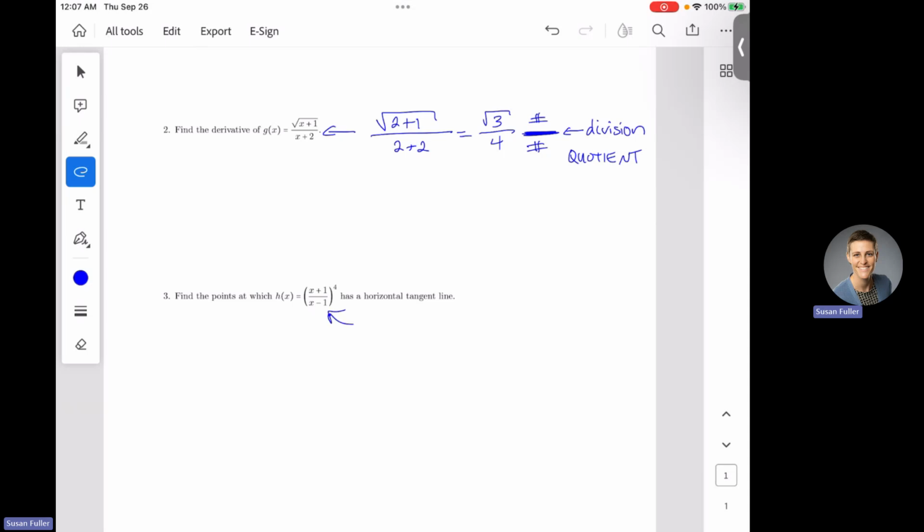Okay, so what about this one? Again, maybe it's a quotient rule because I definitely see a quotient in there. But I also see an inside function and an outside function. So maybe it's a chain rule. And maybe I'm feeling like I don't know which one to start with. So what I want you to do is think, okay, well, what if I would plug a 2 in? How would I simplify this?